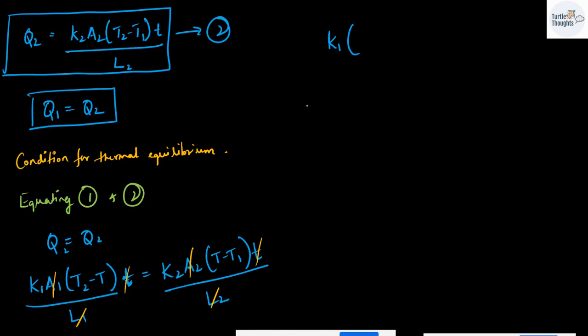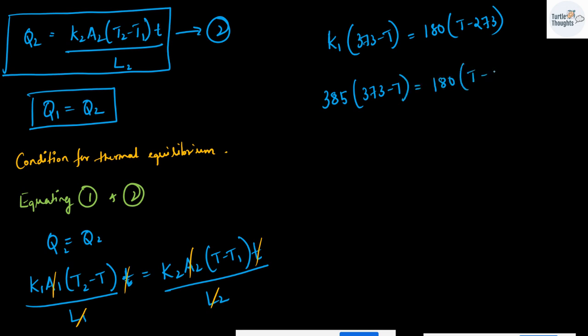Now substituting the same, I will be getting k multiplied by T2, which is 373, minus T, I have to find out, is going to be equal to k2, which is 180, multiplied by T minus 273. Is this what I'll be getting? Now the value of k can be taken as 385, multiplied by 373 minus T, is going to be equal to 180 multiplied by T minus 273.